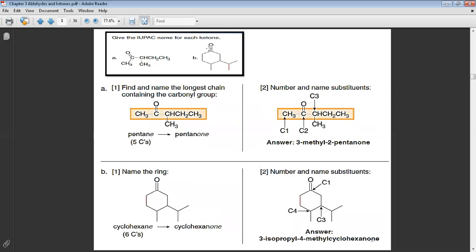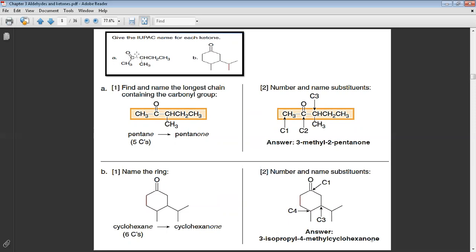1 2 3. Yes, it will be 1 2 3. Okay. And this, no, this is an open chain. We'll take 1 2 3 4 5, or 1 2 3 4 5. No, it will be 1 2.